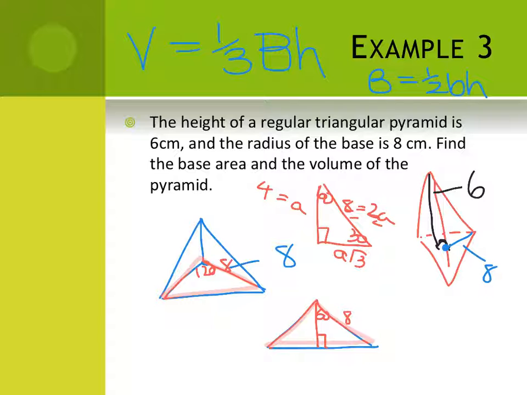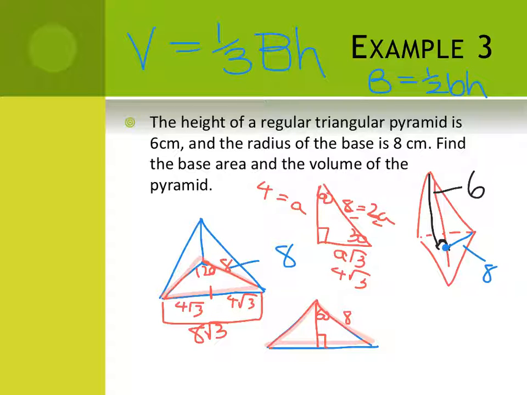Then this side down here is going to be 4 radical 3. So my side length here is going to be 4 radical 3 plus 4 radical 3. This whole side is really 8 radical 3.